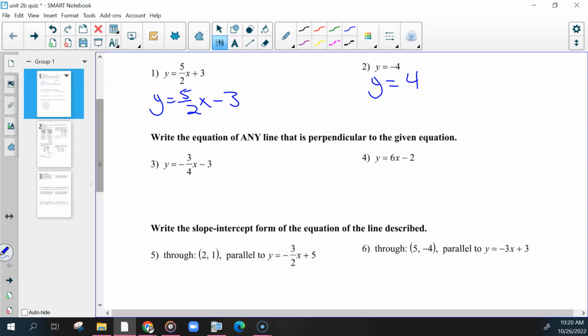Number 3, these are perpendicular. So the slope has to change. Take this slope and flip it. It's already negative, so make this positive. And then the y-intercept can be the same, it can be different, it doesn't matter.